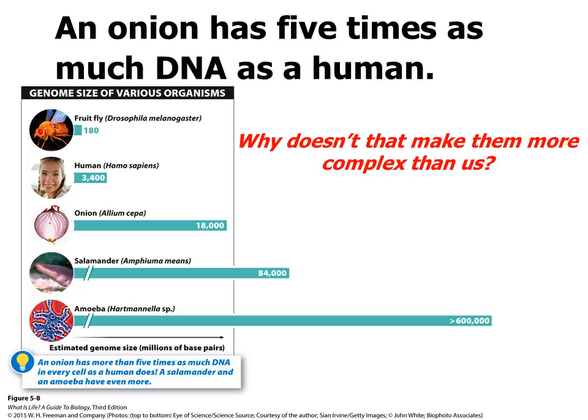But an onion, which I'm way more complex than, an onion has 18 million base pairs. That's 5 times as much DNA as a human. And then a salamander has more, and then an amoeba, which is a single-celled organism, has even more. It has over 600 million. What's that all about?